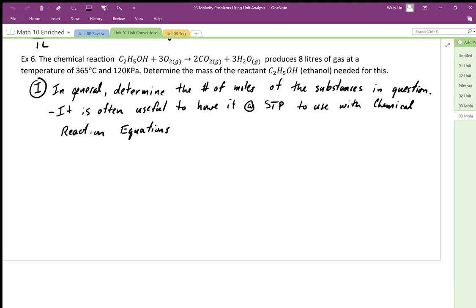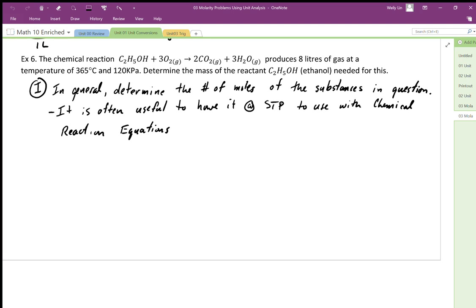We're given the chemical reaction of ethanol with oxygen. So we have C2H5OH, which is ethanol, plus 3 molecules of oxygen, give us 2 molecules of carbon dioxide gas and 3 molecules of H2O gas. Now this reaction produces 8 liters of gas at a temperature of 365 degrees Celsius and 120 kilopascals. And we need to determine the mass of the reactant needed for this.